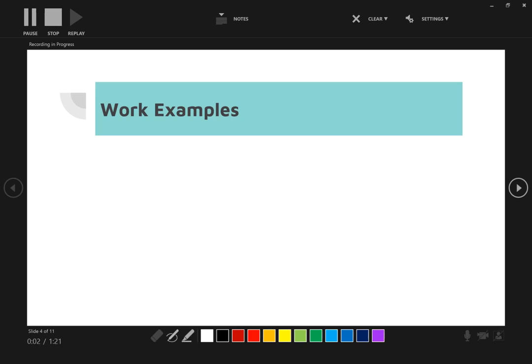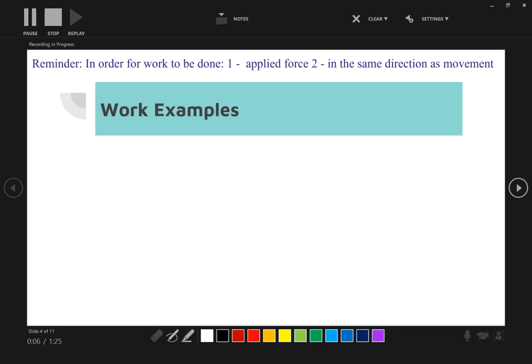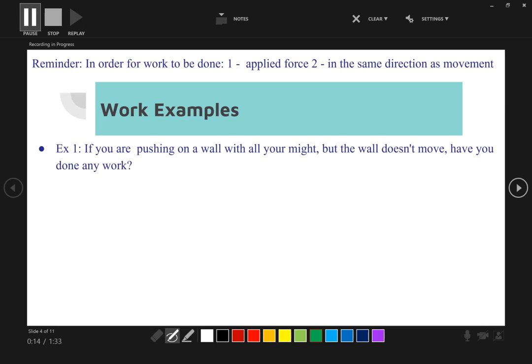Let's do some work examples. Reminder, in order for work to be done, you must have an applied force and it must be in the same direction as the movement. So let's take a look at this example. If you are pushing on a wall with all your might, but the wall doesn't move, have you done any work?